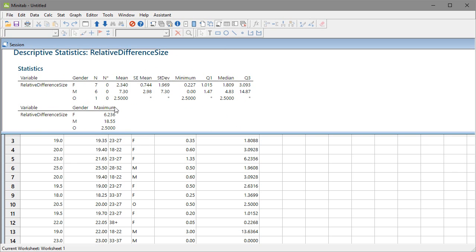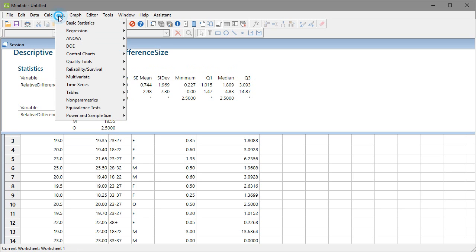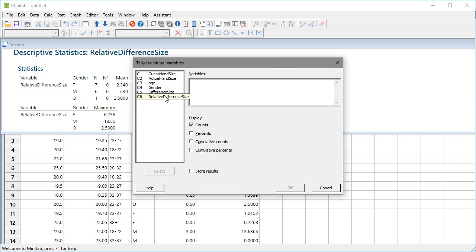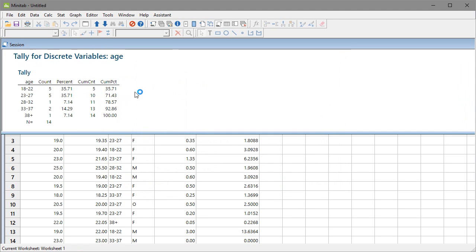So what if you want to know, and granted I can see male and female there, but what if you're curious what the age breakdown was, right? So what's that difference in age? You can come to Tables, Tally Individual Variables, and so for this one, let's look at age. And let's do both of those. Yeah, we'll just do all of them. So here we can see the age breakdown.